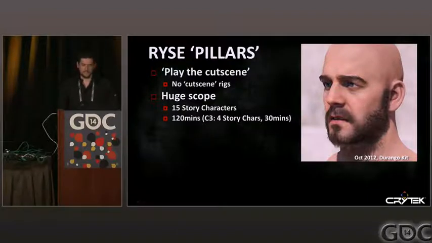If you know our main IP, Crysis, you're kind of a masked protagonist that runs around shooting dudes. We had more rigging in the hands than we had in any of the facial stuff on Crysis. On C3 we had 4 main story characters and 30 minutes of cinematics of linear content. And on Rise we had 15 story characters and 120 minutes of linear content.